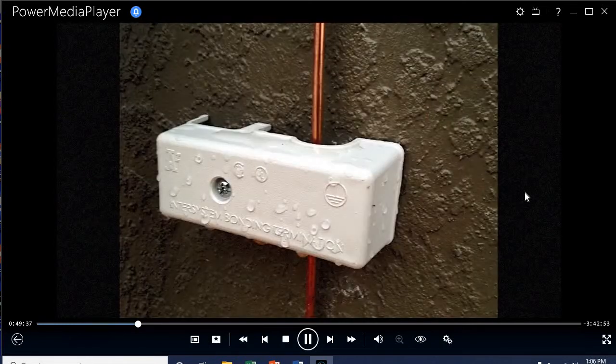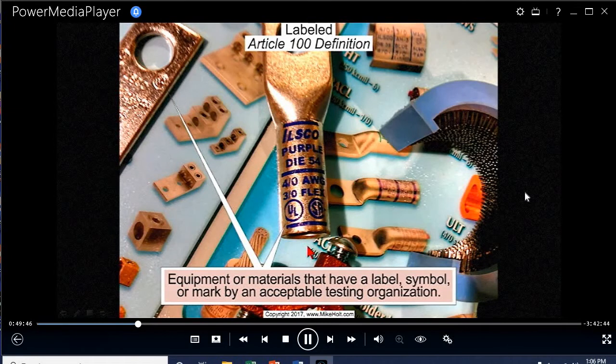product. And here's what it looks like. And that's a nice looking picture. But that's an inter-system bonding termination. Labeled. Now, labeled is different than identified. Labeled means the actual label itself has a symbol, mark, or acceptable testing organization. And as Mike pointed out right here in the graphics, you can't see that, but right there it's built in. There's a label symbol here.